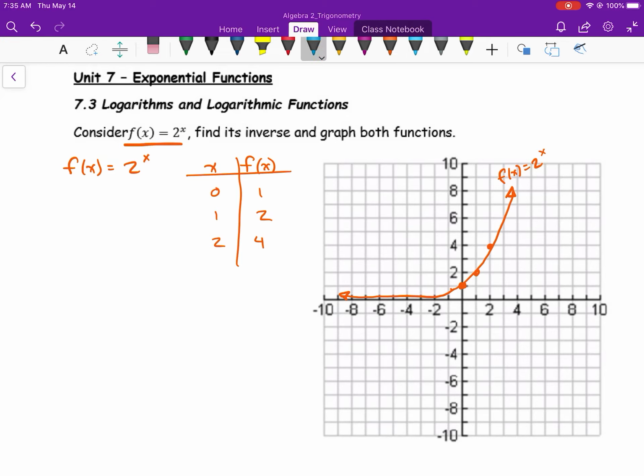So the inverse process: I have to change f of x to y, and I have to swap x and y. As of right now, we don't know how to solve this, but we're going to use logarithms to solve these.